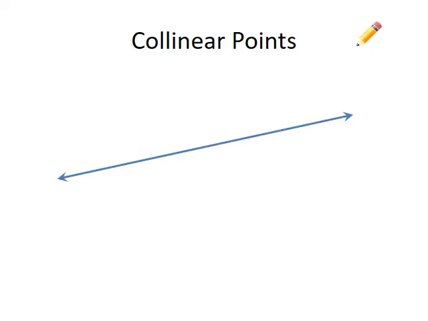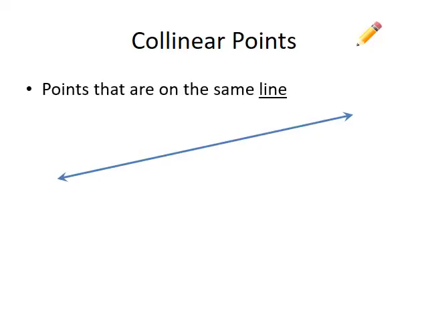Alrighty, ladies and gentlemen, we are on our last two vocabulary words for this video. The first of the last two are collinear points. The definition of those is points that are on the same line. If we just think about parts of the word, co means together. Linear, there's a line written in here, right? And points. So points that are on the same line or points that are together.